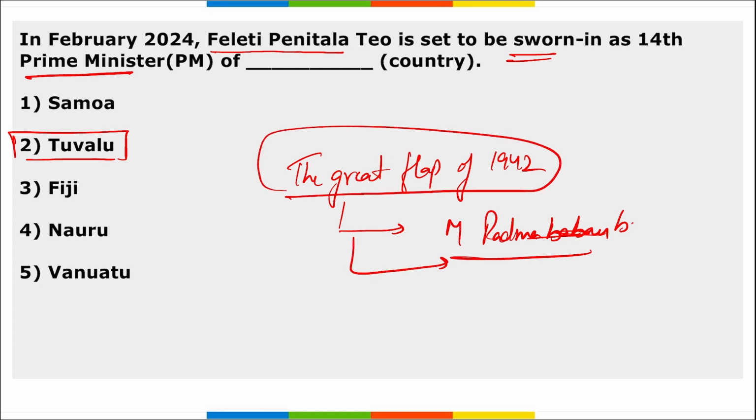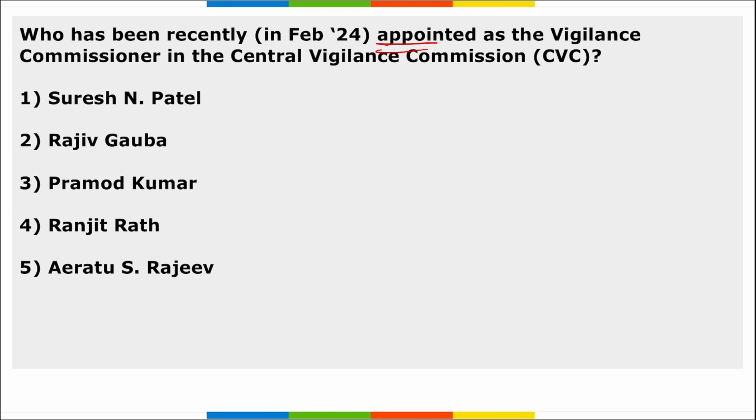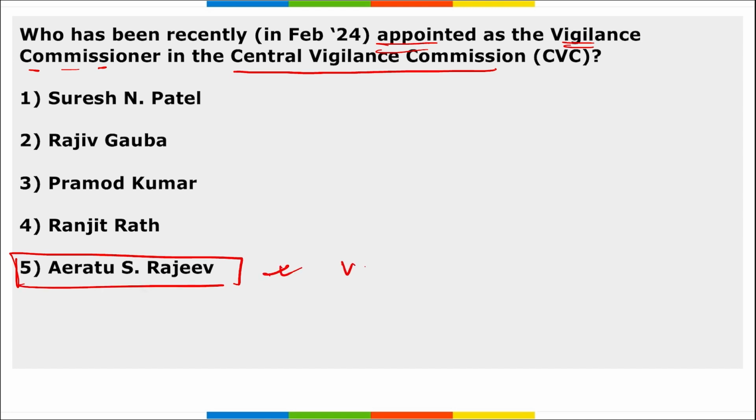And this book, that is The Great Flap of 1942, authored by M. Padmanabhan. Next, who has been recently appointed as the Vigilance Commissioner in the CVC, that is Central Vigilance Commission. So, Aretu S. Rajiv has been appointed as the Vigilance Commissioner in the Central Vigilance Commission.